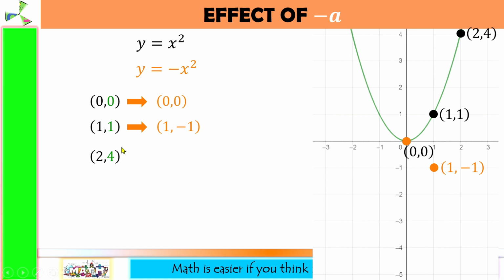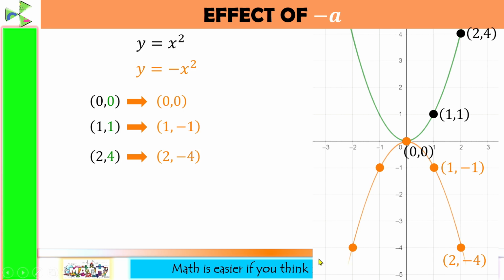Let us multiply 4 with negative 1, and that will become negative 4. So the point is 2, negative 4. Let us plot this. We have 2, negative 4. Now let us locate the counterpart of these points on this side. So this will be at negative 2, negative 4. This one will be at negative 1, negative 1.